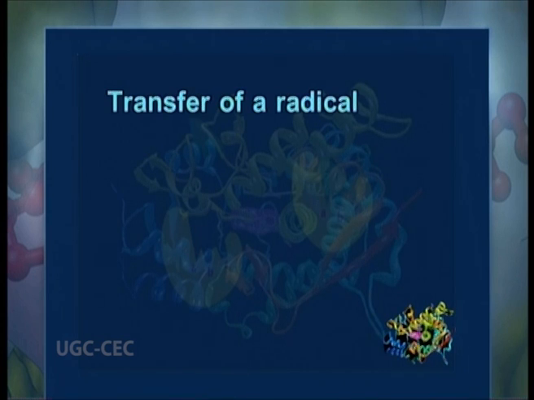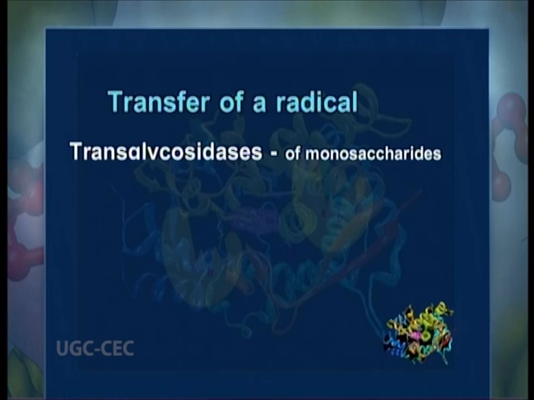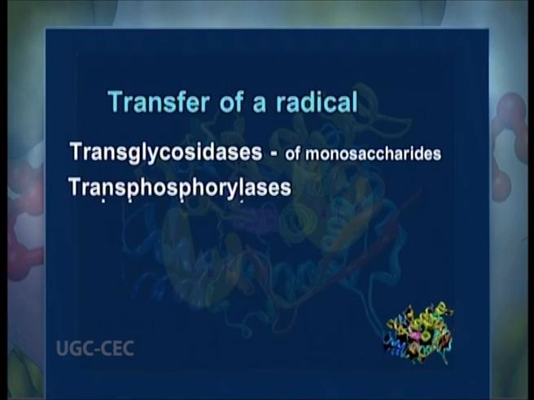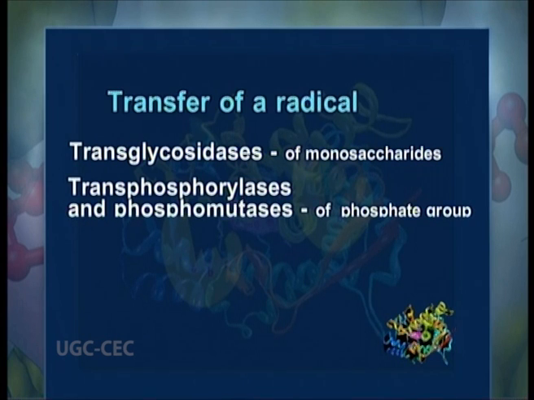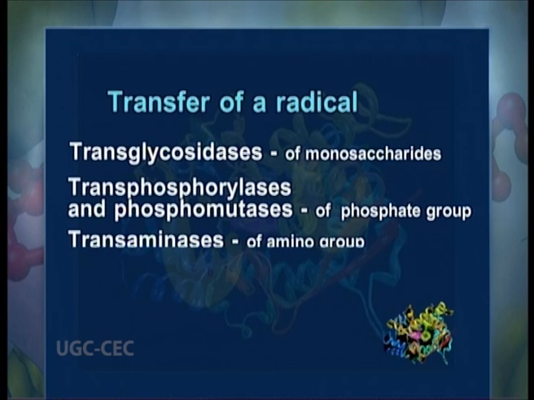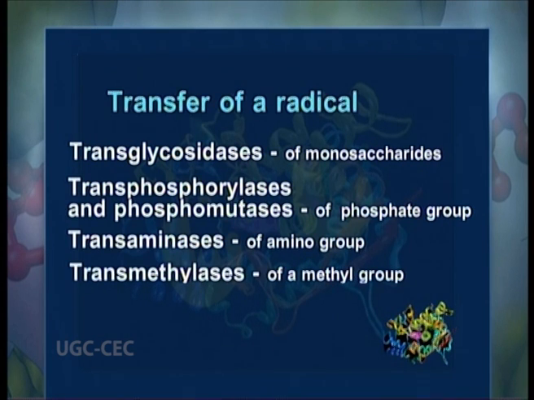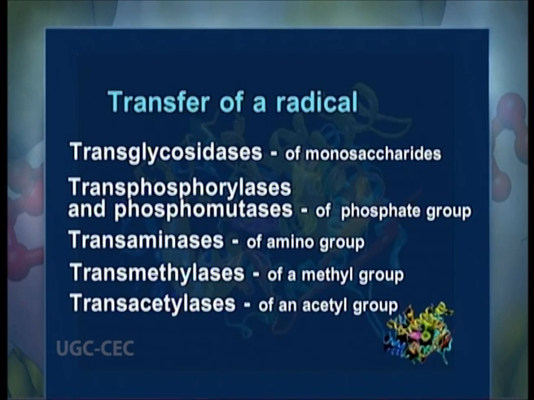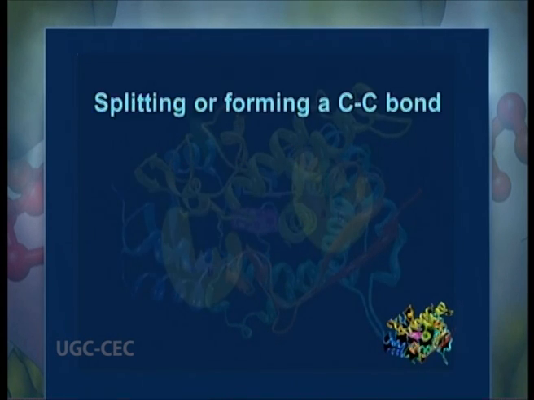Third one is transfer of radical: transglycosidases of monosaccharides, transphosphorylases and phosphomutases of phosphate group, transaminases of amino group, transmethylases of methyl group, transacetylases of acetyl group. Fourth is splitting or forming a carbon-carbon bond, desmolases.